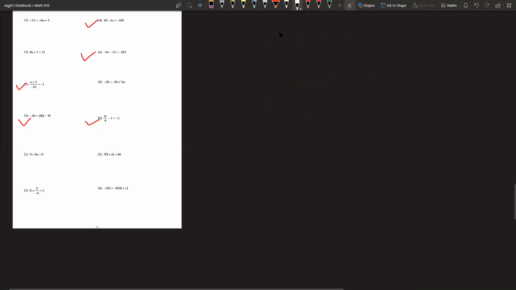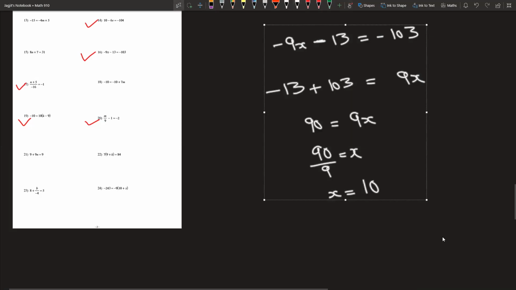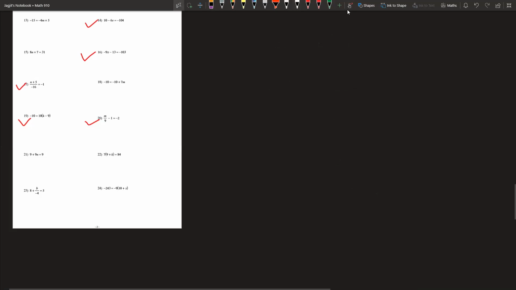Next up, what you have is negative 9x minus 13 is equal to minus 103. Again, I don't like having a negative in front of x. I move it to this side, becomes 9x. We have minus 13 here. Minus 103 when it comes here becomes plus 103. Now minus 13 plus 103 is actually going to be 90. Now you're going to cross multiply, so you get 90 divided by 9 is equal to x, which means x is equal to 10. How many of you guys got that right? Excellent. Okay, let's have a look at the next one now.